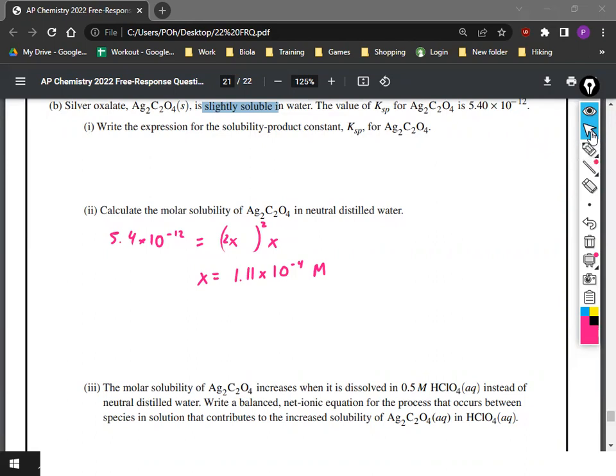Is X equal to the molar solubility? Yes. Because it's 2 Ag ions. You still got to include it in for the molar solubility because you're releasing 2 per. Yeah.